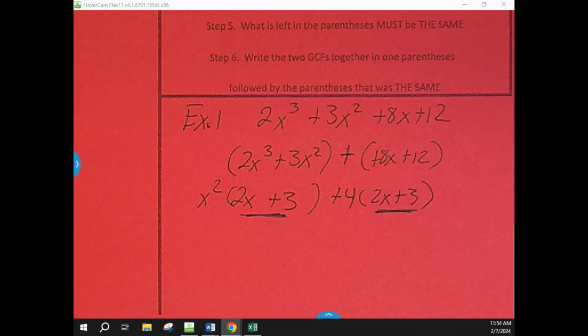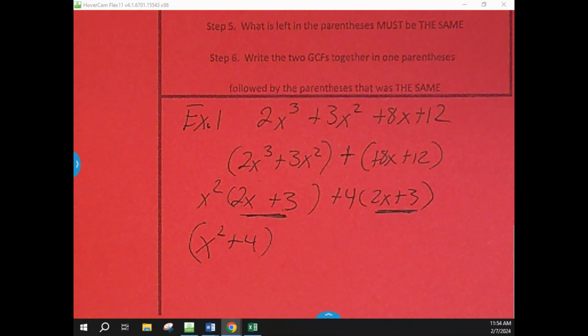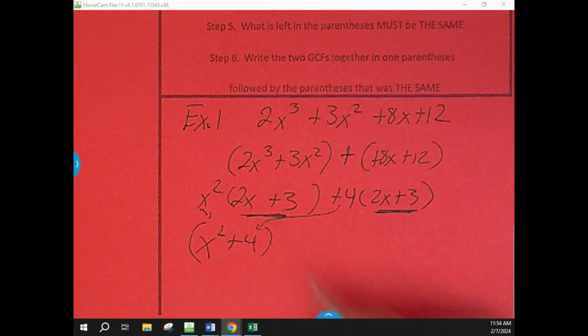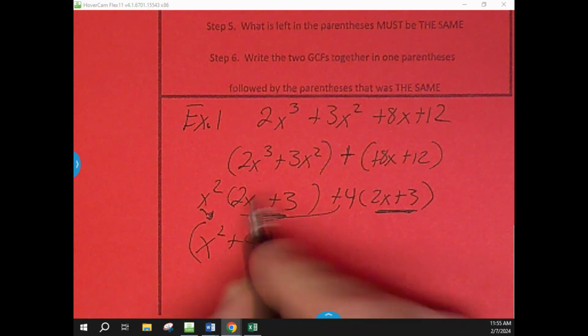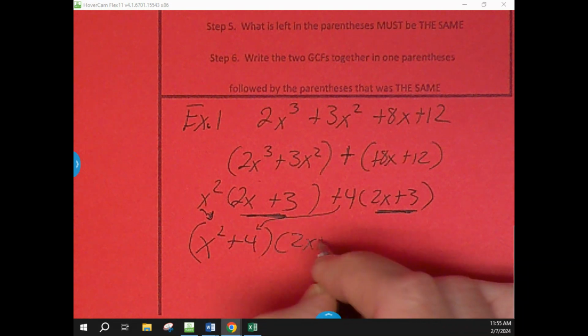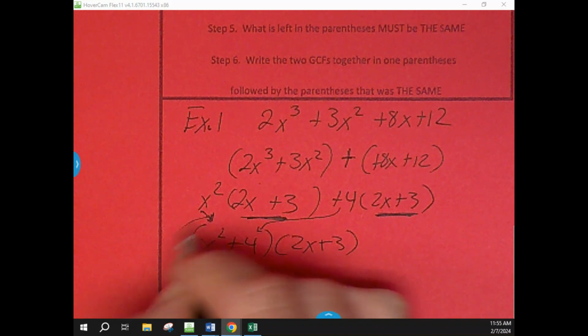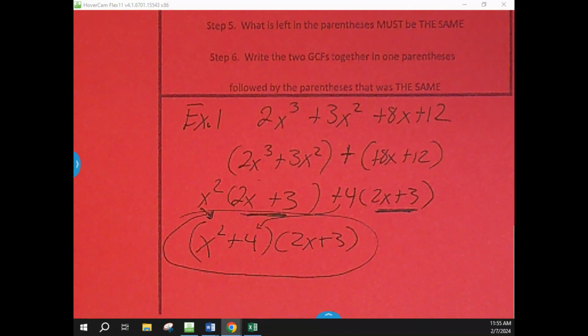Okay, and then to get the final answer, you're going to take out these 2 greatest common factors and put them together in one parentheses. So we're just going to take this x squared and put it here, this plus 4, put it here, put them in parentheses. And then whatever's in the parentheses back here, this 2x plus 3, it's going to go there. Okay, and that's going to be your final answer. So most everything we're looking at for this part is going to be 2 sets of parentheses as we're going through this stuff.